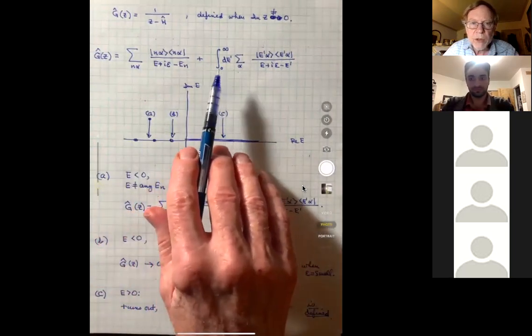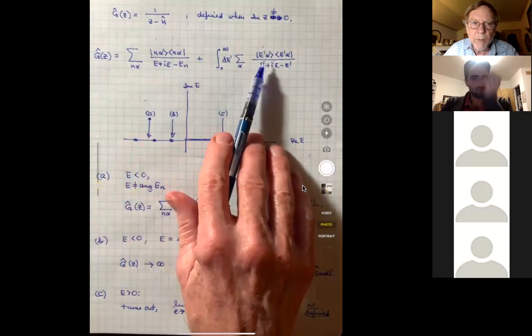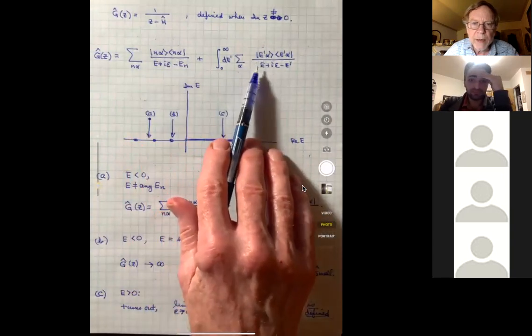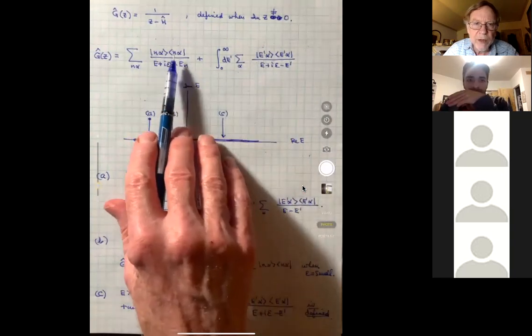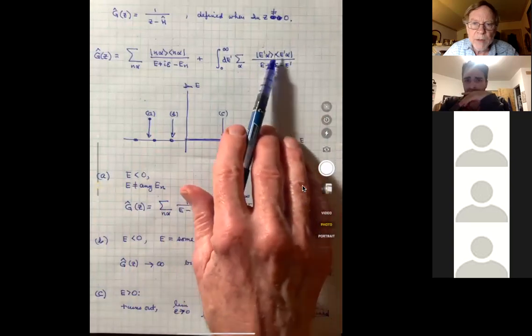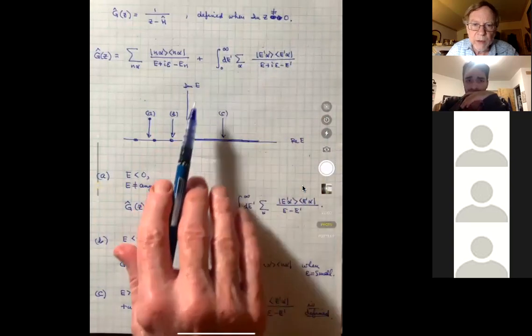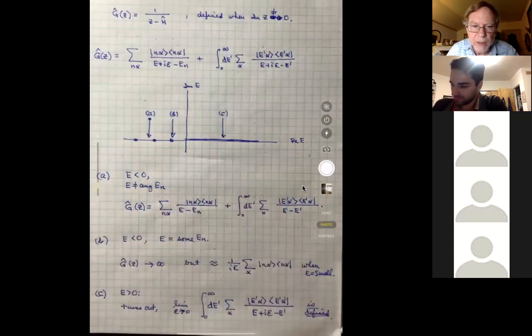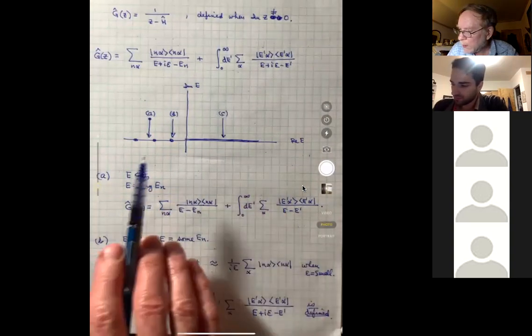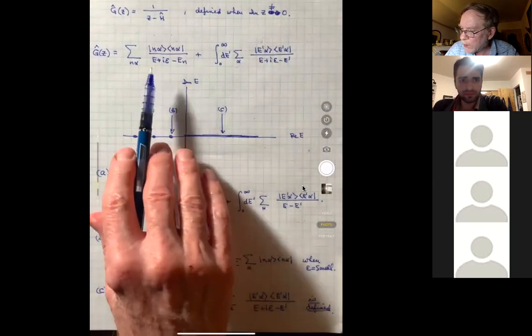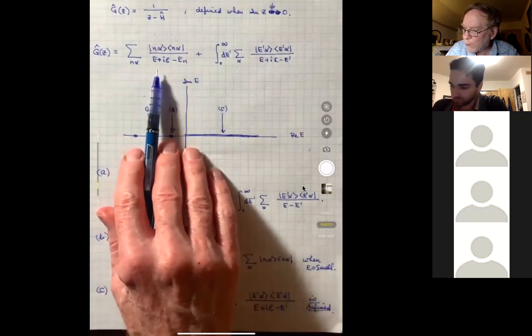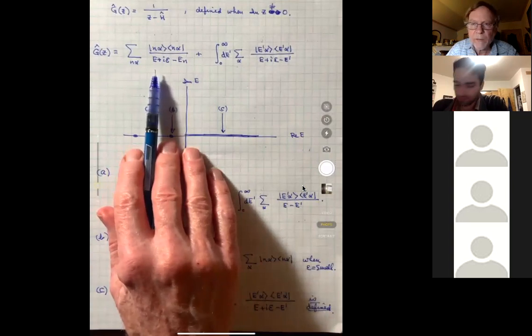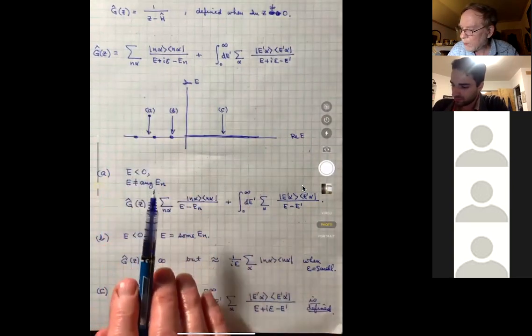Then there are two contributions to the formula for G, and they have this denominator E plus i epsilon minus E_n for the bound states, minus E prime, which is the energy integration variable you're integrating over the positive real axis like this, for the continuum states. Okay. Now, the question is, if we let the imaginary part go to 0 to get a Green's function for real values of the energy, is it even defined? Does it even work? And the answer depends on the cases.